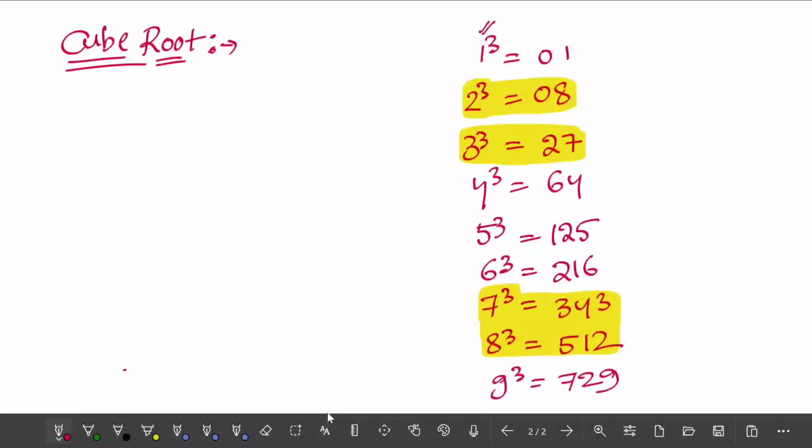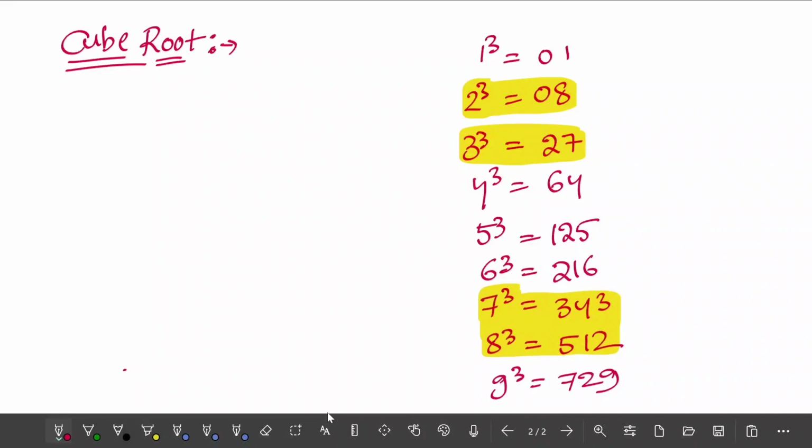For 1 cube, the unit digit is also 1. For 4 cube, the unit digit is also 4. For 5 cube, the unit digit is also 5. For 6 cube, the unit digit is also 6. For 9 cube, the unit digit is also 9. Let me tell you an interesting thing. Let us try finding out cube root of a number, and later we can get into the other numbers.